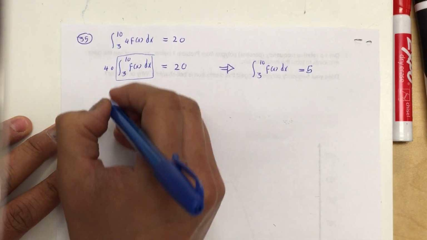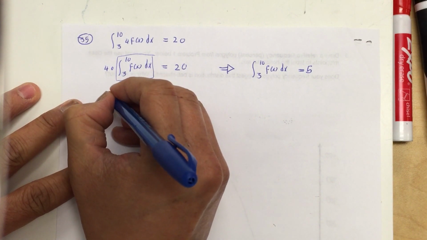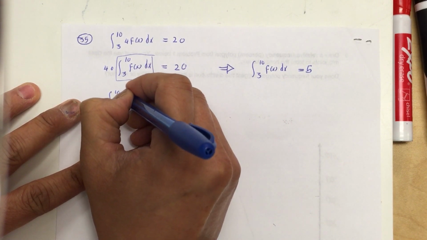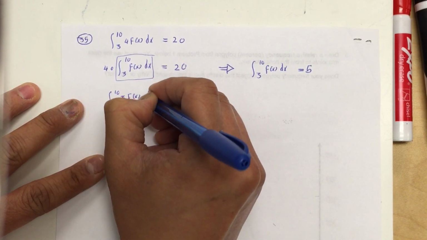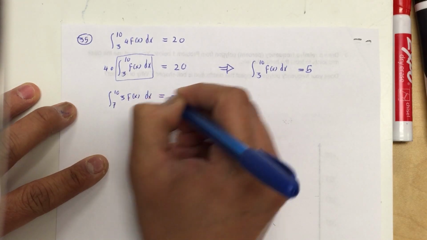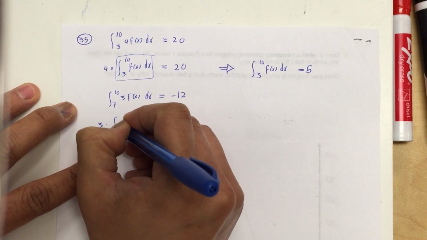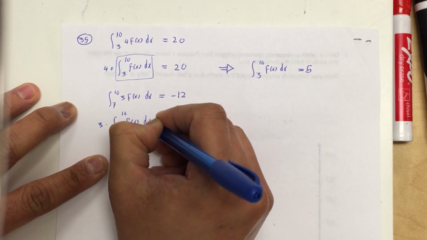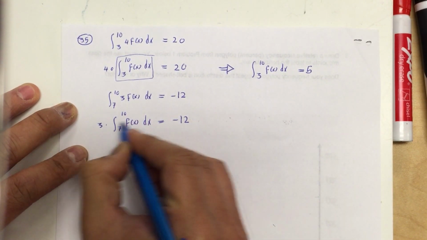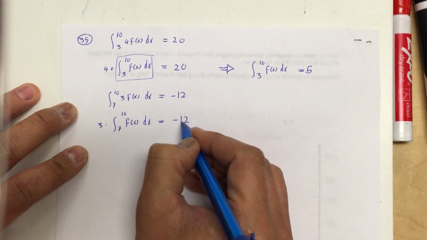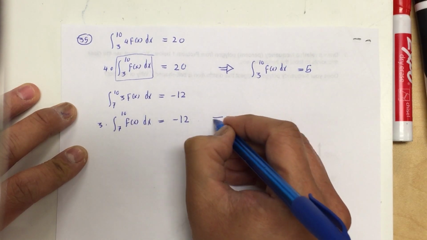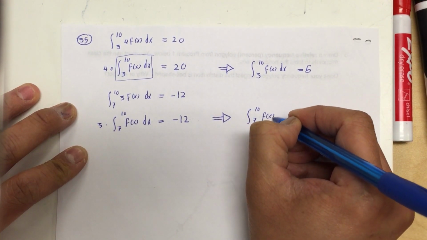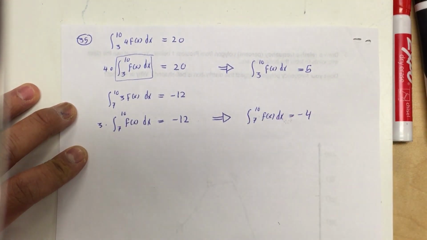Now from the other information that's given to us, which is the integral from 7 to 10 of 3 f of x dx, this equals negative 12. Using the same trick, if this equals negative 12, then 3 times what number is negative 12? Well, 3 times negative 4. So we're also able to conclude that this function equals negative 4, right?